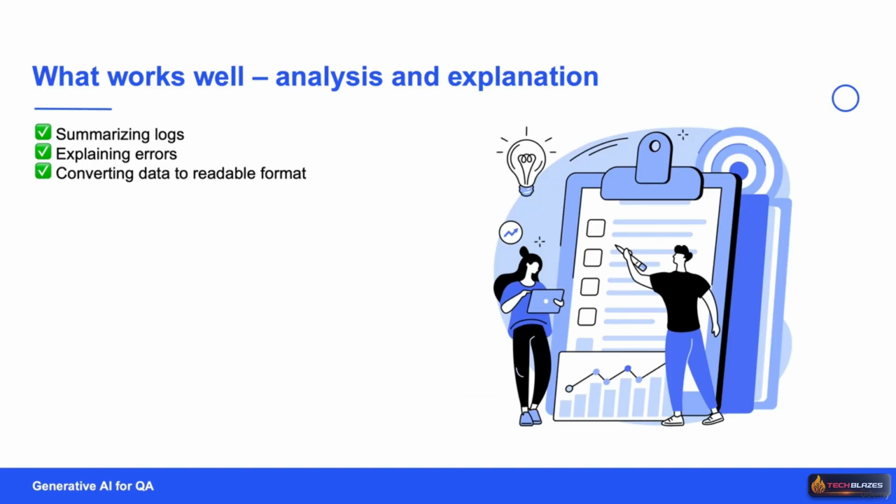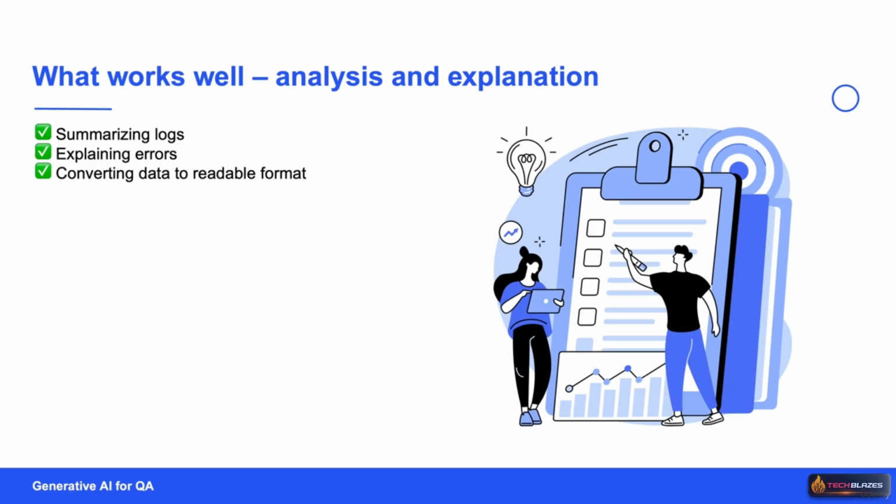Another area where AI really shines is analysis and explanation. You can give it a long JSON response, a stack trace, or a messy log file, and it will summarize the problem in seconds. It's great for quick diagnostics or when you're trying to explain technical details to non-technical people.